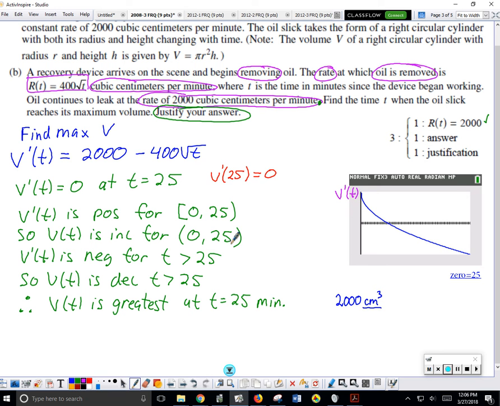Then I said v prime is negative for all time after that. So that means v of t has to decrease for all time after that. Again, I have the habit of rereading a lot. So I wrote some stuff down, I went back and read again. And I said, okay, the first part of this thing is just information. The question is, find the time when the oil slipped, the time. All they care about is the time. So I got it. V of t has to be greatest at this time. And that would give me all 3 points. Questions? Go ahead.